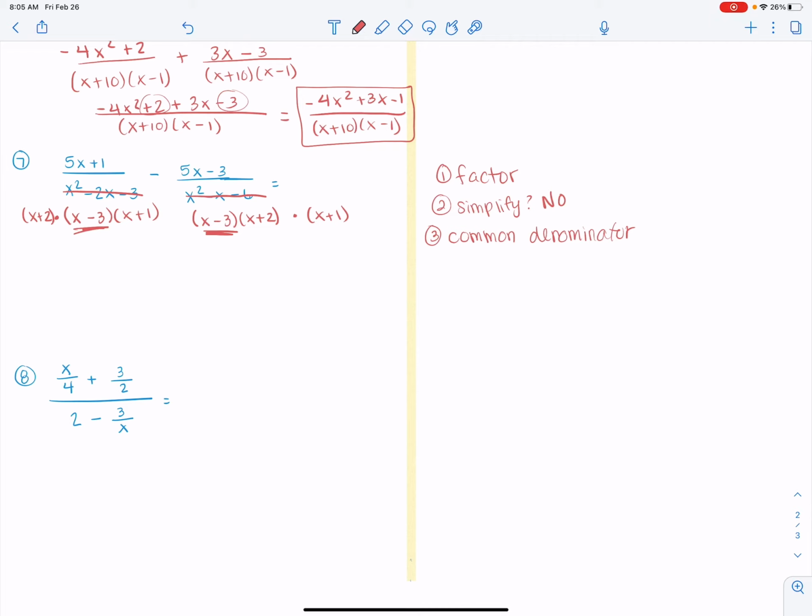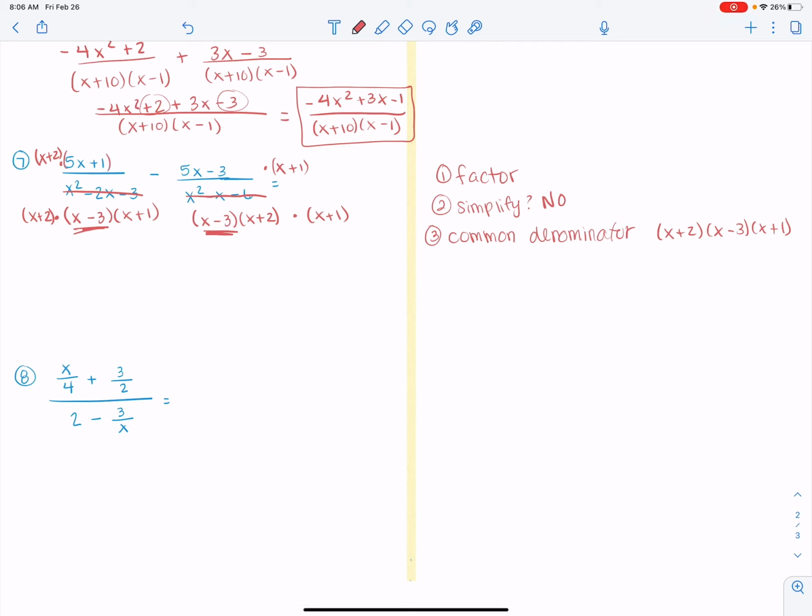So if I multiply the denominator by x plus 2, I need to do the same up here. And the same here, multiply by x plus 1. Okay, so my common denominator is x plus 2, x minus 3, x plus 1. You have to have all factors represented in both denominators, all right? Then from there, we're going to go ahead and multiply the numerators out, which means you're going to FOIL them.